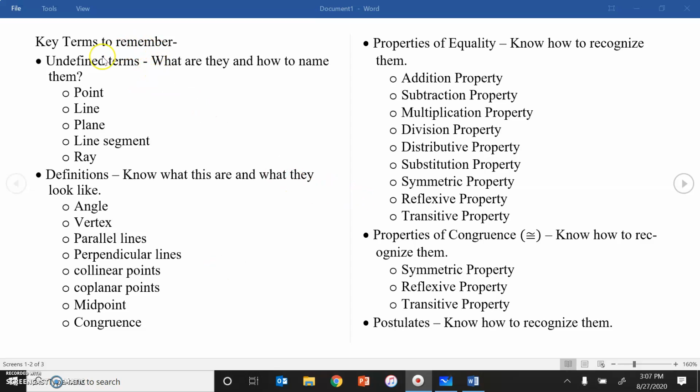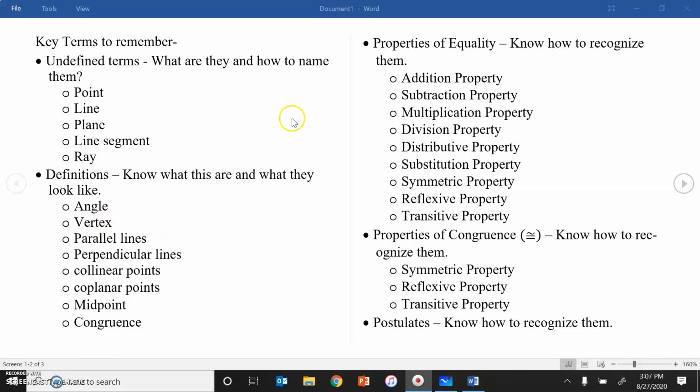Some of the things that you have to remember are these key terms that I put on this page right here. Okay. Undefined terms, you need to know what are they and how to name them. What is a point? How do we name a point? What is a line? How do we name a line? What's a plane? What's a segment? What's a ray? All of those things you need to be able to recognize and know how to name them and know how to use them.